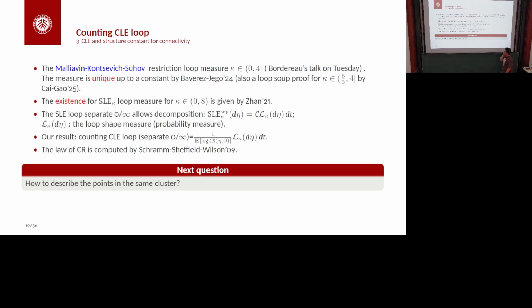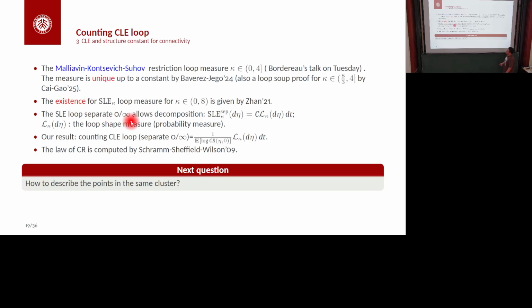The existence of the SLE kappa loop is non-trivial and was constructed by Zhan. And this is the infinite positive measure supported on single Jordan loops. For kappa smaller than 4 it is a Jordan loop. For kappa larger than 4, there are some touching points. So here, as I mentioned, the SLE loop is defined up to a constant. But what is important for our work is that we indeed need to fix this constant.